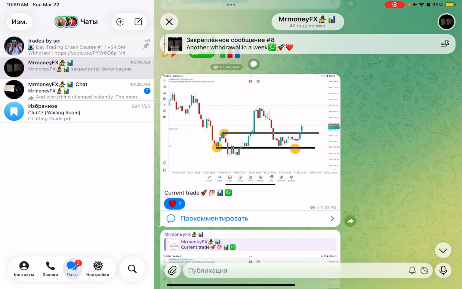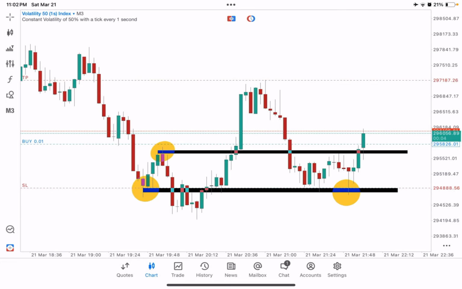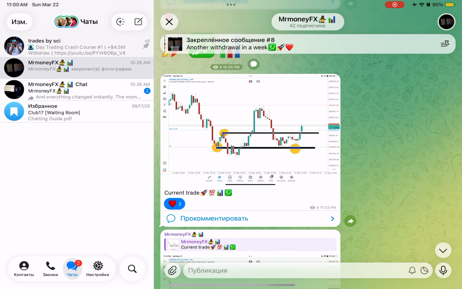We'll be breaking down this trade I took yesterday, 11 p.m. Nigeria time. This is probably an A plus setup trade that I would take, and even if it became a loss, I wouldn't even mind it. So I'll be breaking down this trade.